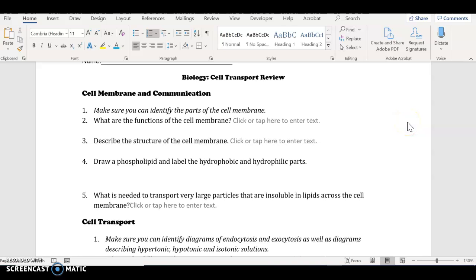All right, guys, so we're going to go over our exam review, and if you complete this with me during the video and turn it in, you will earn some extra credit points on your test. So first of all, number 1 says make sure you can identify the parts of the cell membrane.